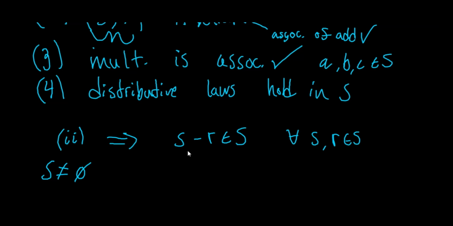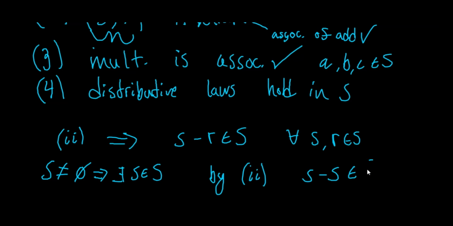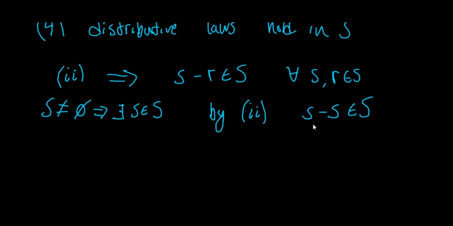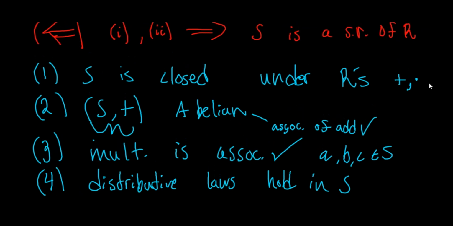So we know for sure that there exists some s in S. S is not equal to the empty set, so that implies that there exists some s in S. And notice that by condition 2, we have that s minus s is in S. But s minus s is 0. You can think of this as s plus the additive inverse of s, which is of course 0. So this implies that 0 is in S. So this tells us that the additive identity is in S. That's really nice to have.